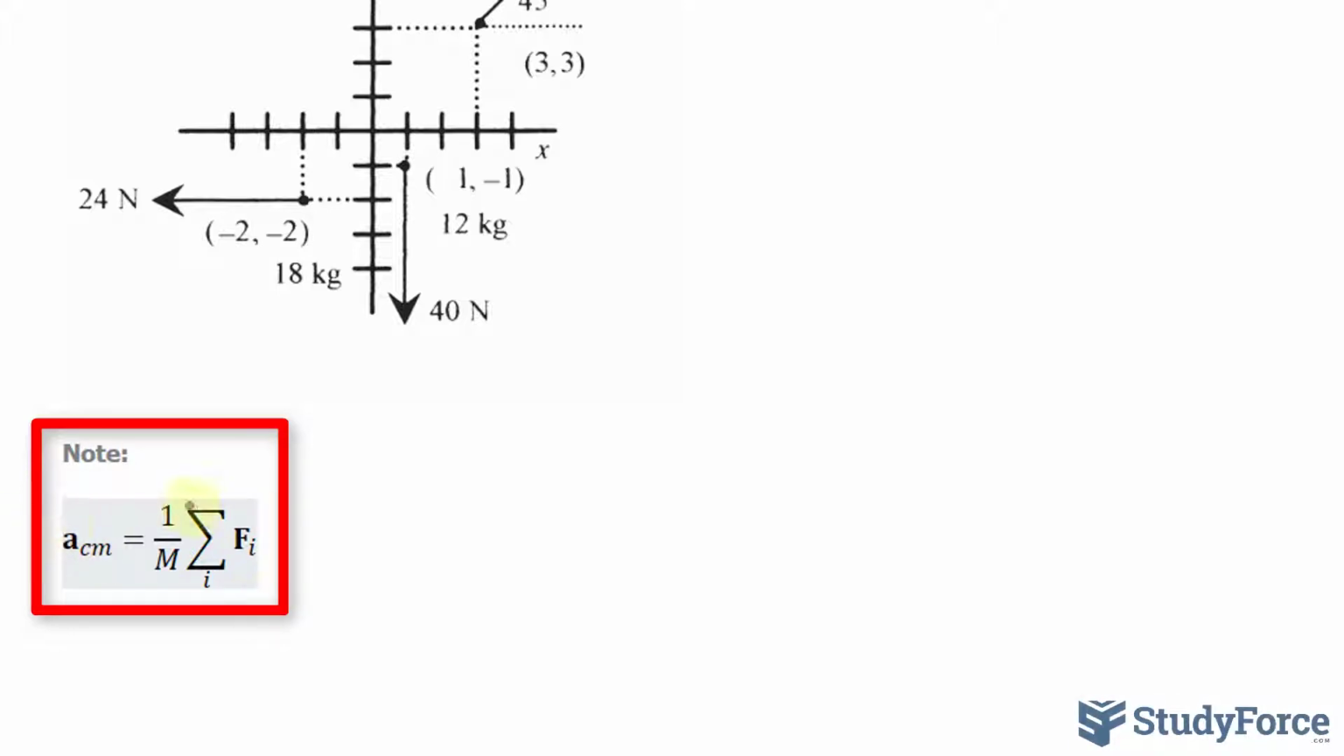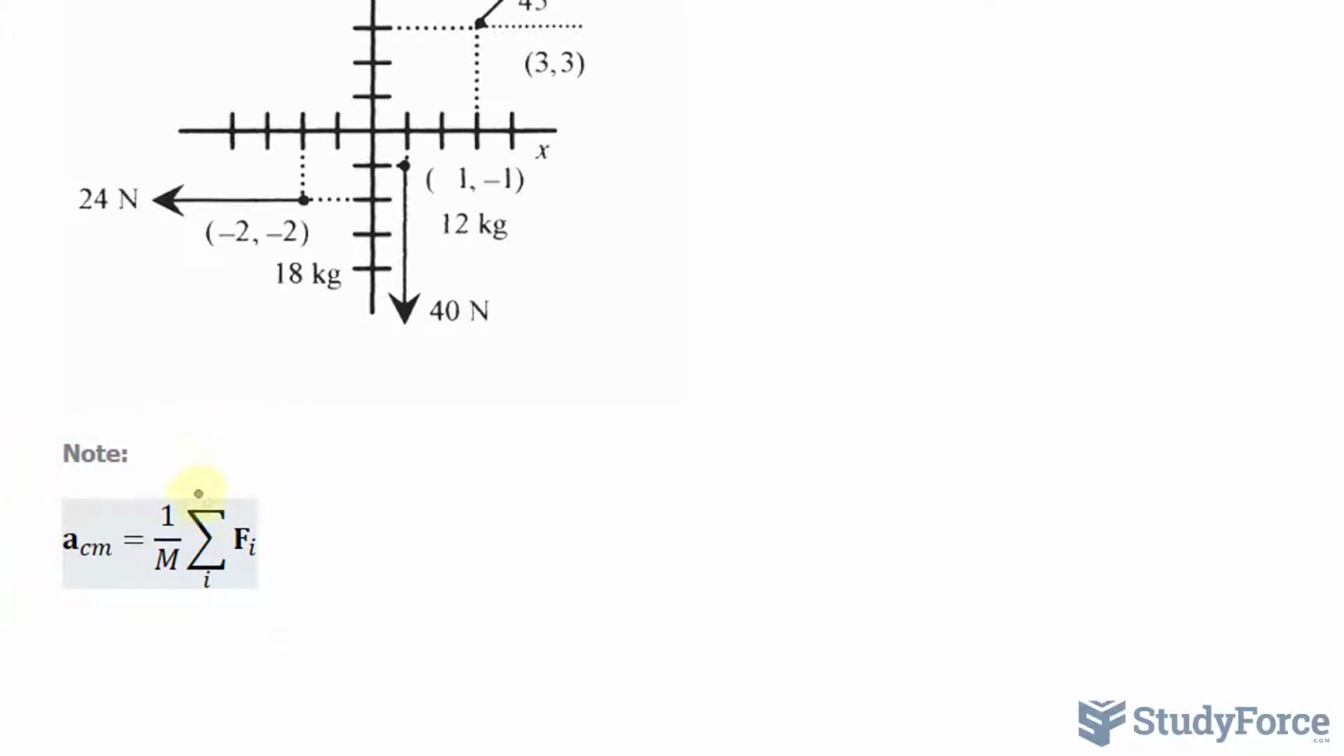To calculate the acceleration of the center of mass, we use this formula shown underneath, where the acceleration is a vector and it is equal to 1 over the total mass of all particles times the sum of all forces, their x and y components.